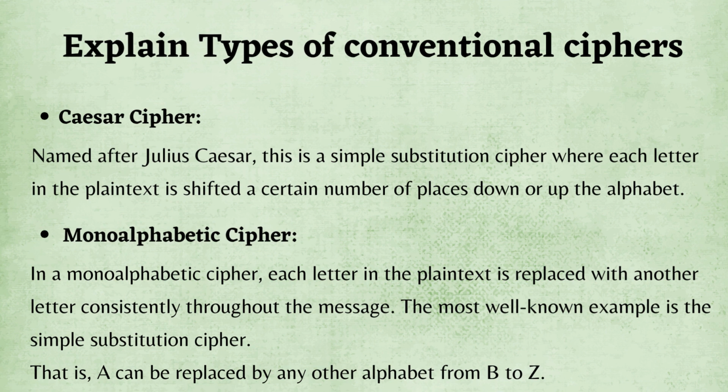The first one is Caesar cipher. Named after Julius Caesar, this is a simple substitution cipher where each letter in the plaintext is shifted a certain number of places down or up the alphabet.